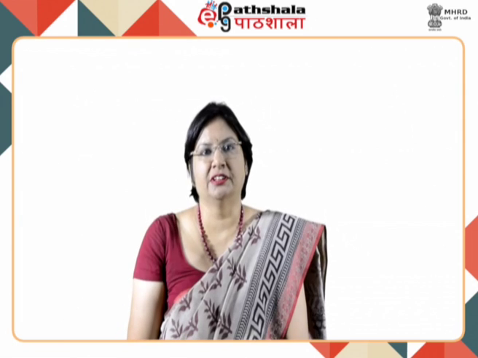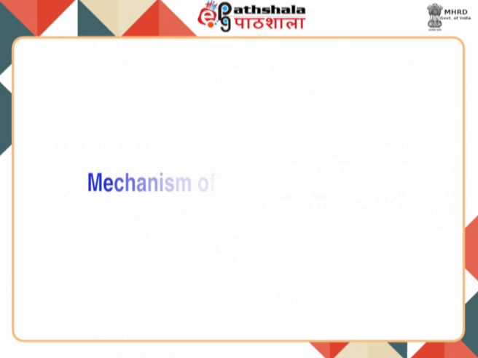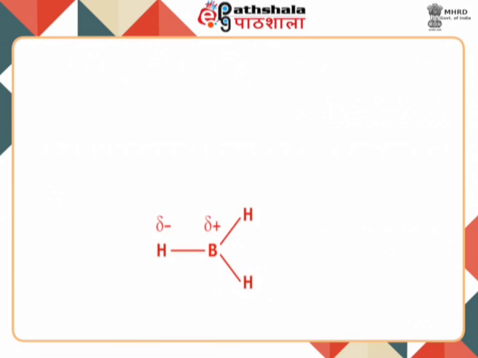As we proceed further, let us try to understand the mechanism of hydroboration. In this mechanism, we have to first of all understand the nature of the boron atom. As you are already aware, the boron atom is highly electrophilic because of its empty p orbital, and the pi electrons of the alkene act as a nucleophile to attack the electrophilic boron atom.